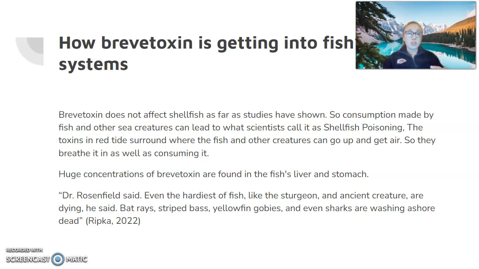Huge concentrations of brevetoxin are found in the fish's liver and stomach when scientists did studies on the dead fish that washed up on shore. Dr. Rosenfield said that even the hardiest of fish, like the sturgeon, an ancient creature, are dying. He said bat rays, striped bass, yellowfin gobies, and even sharks are washing ashore dead.